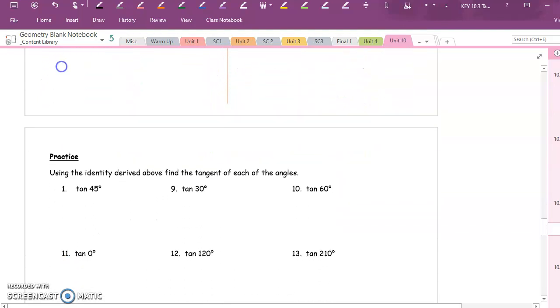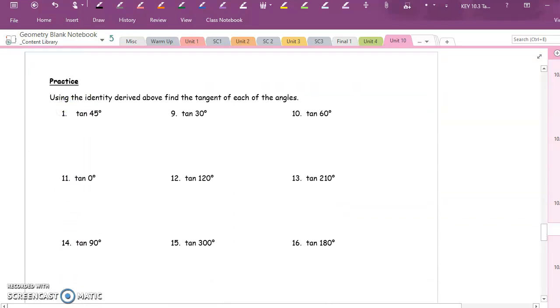In OneNote, there are several problems, and I have all the solutions in the answer key in OneNote also, but I would highly suggest working on this before you look at the answers. Try it out.